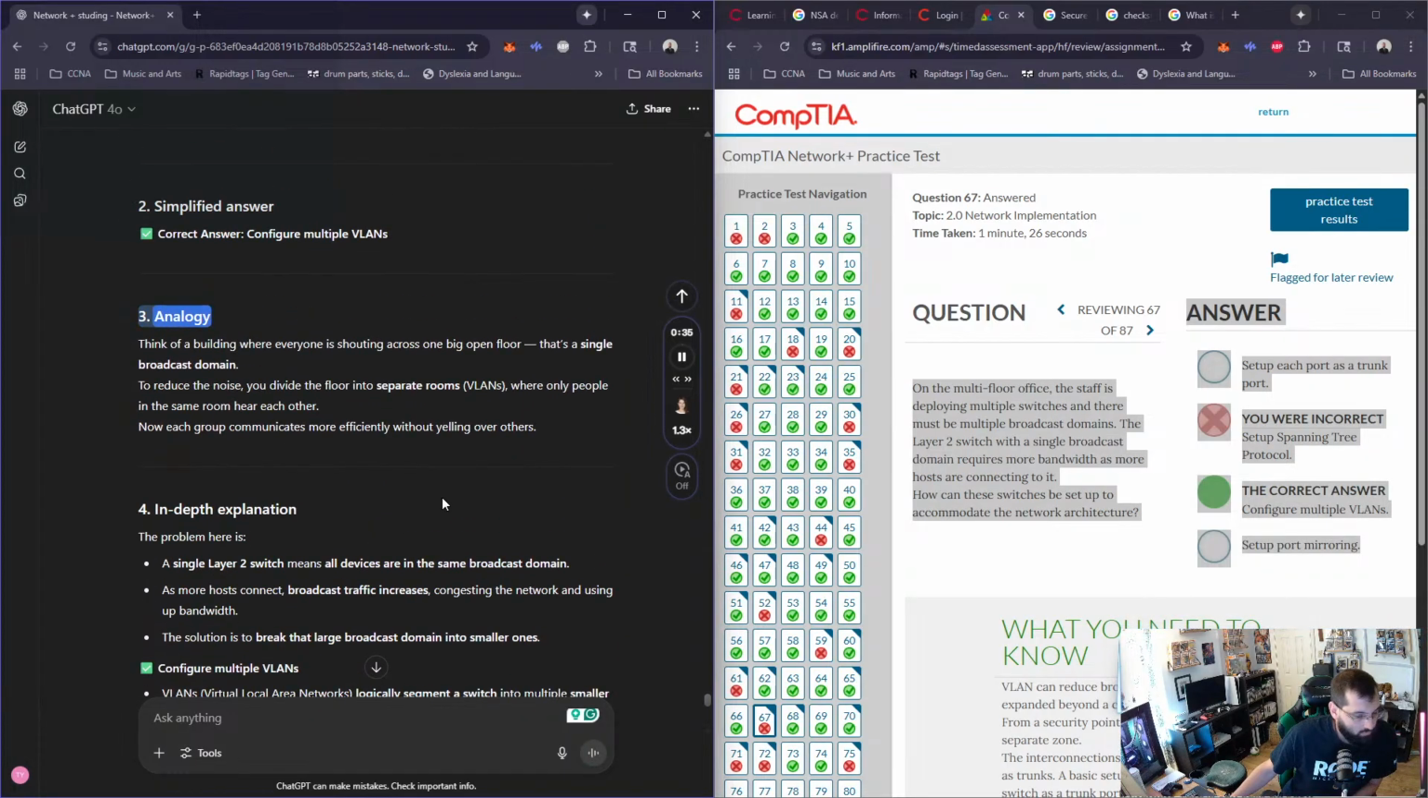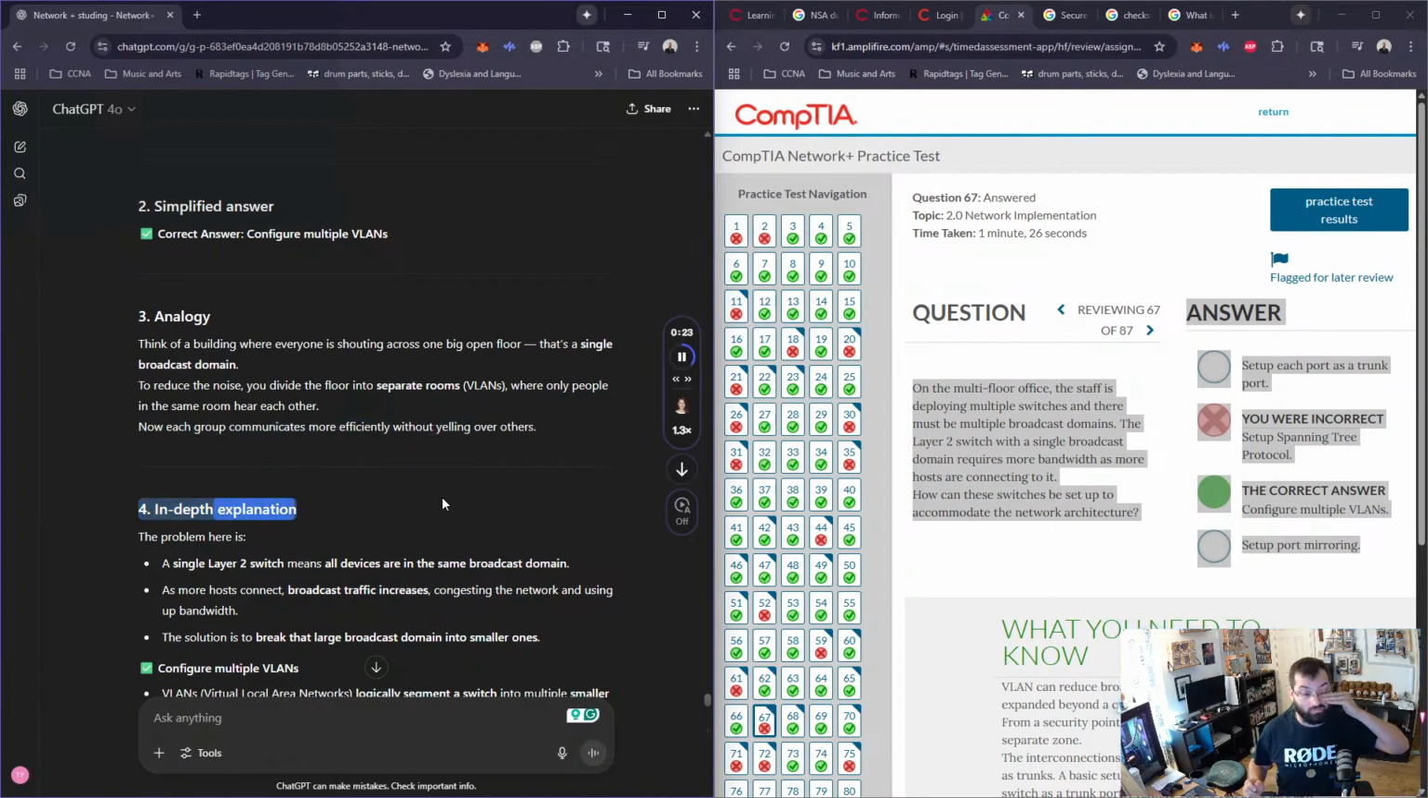Analogy. Think of a building where everyone is shouting across one big open floor. That's a single broadcast domain. To reduce the noise, you divide the floor into separate rooms, VLANs, where only people in the same room hear each other. Now each group communicates more efficiently without yelling over others.